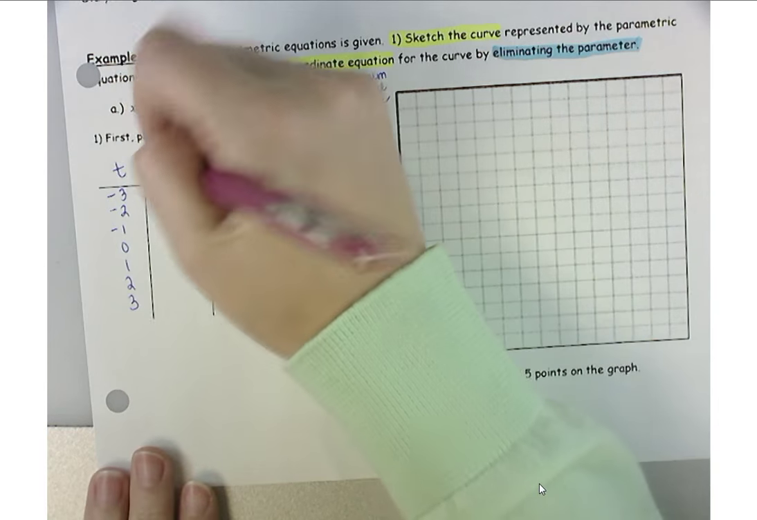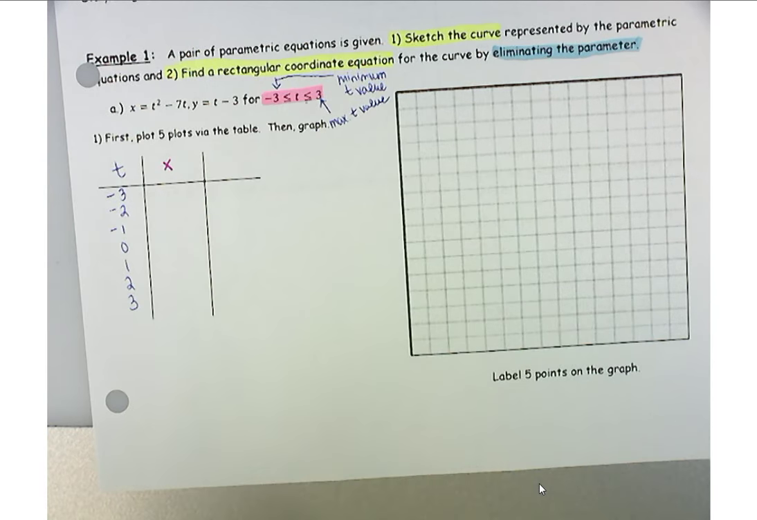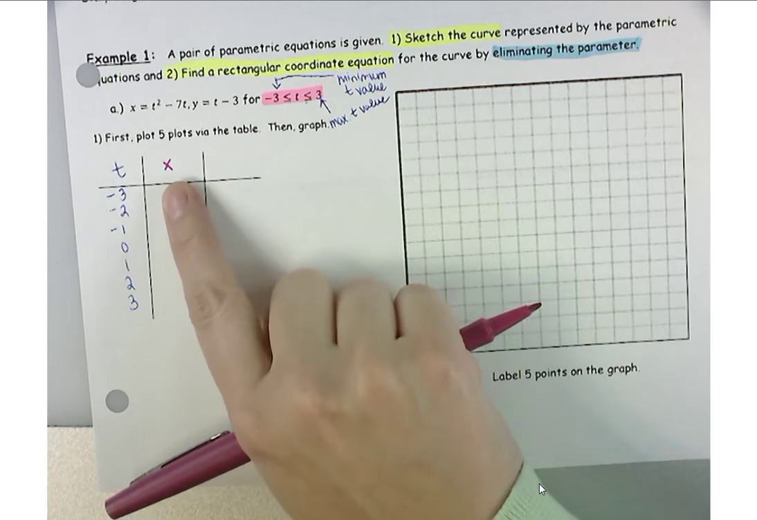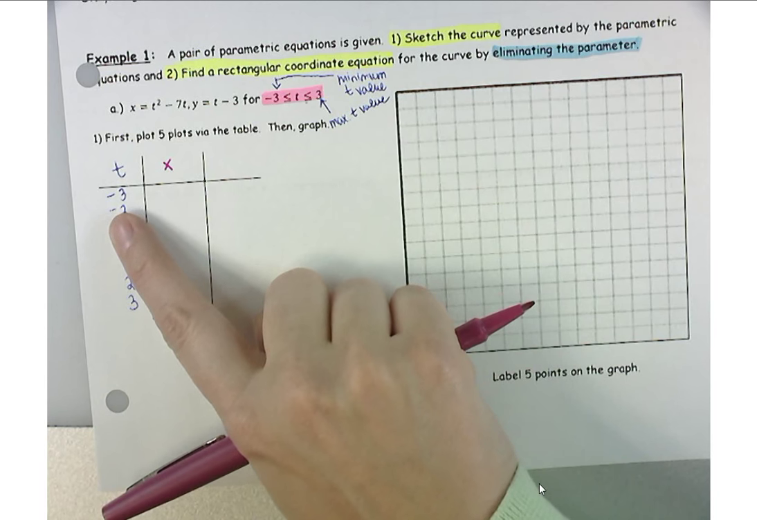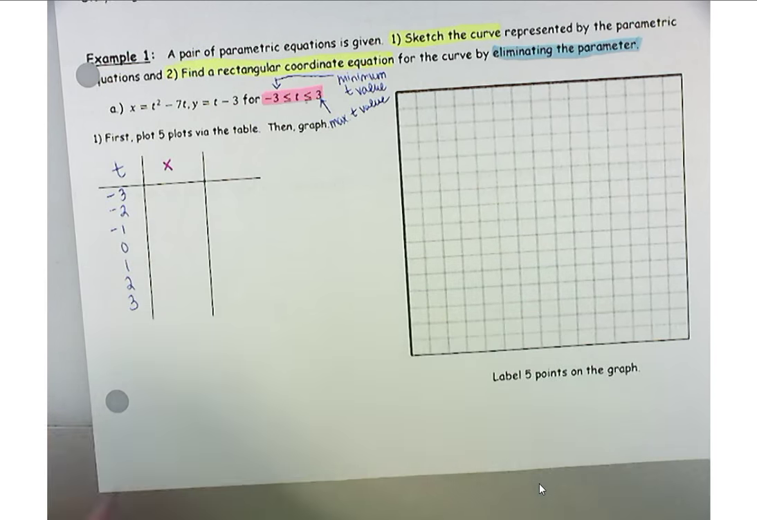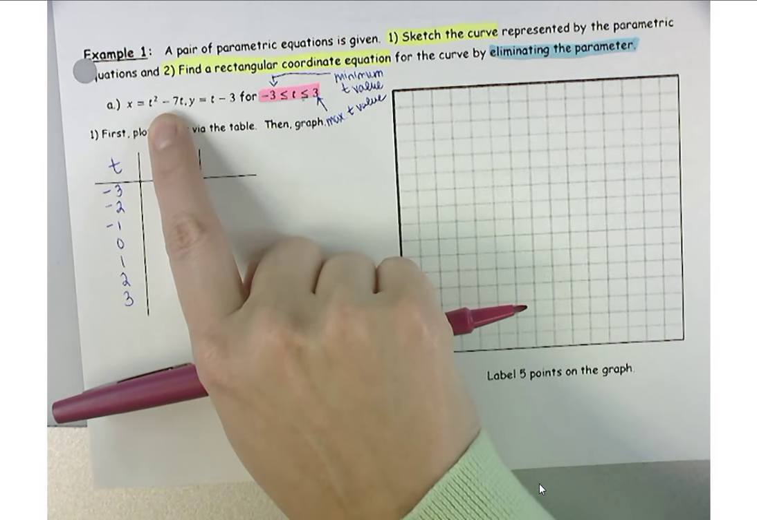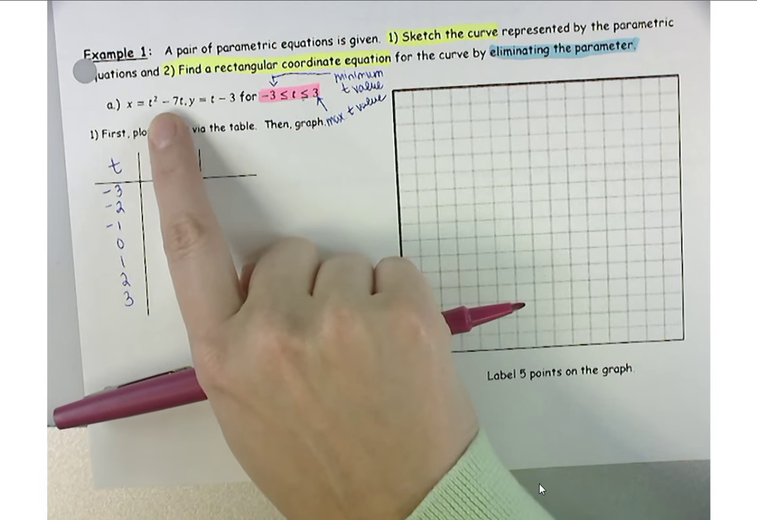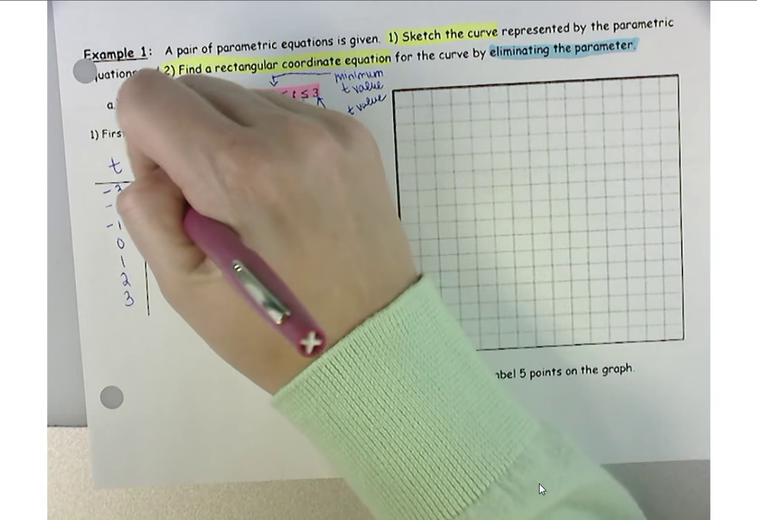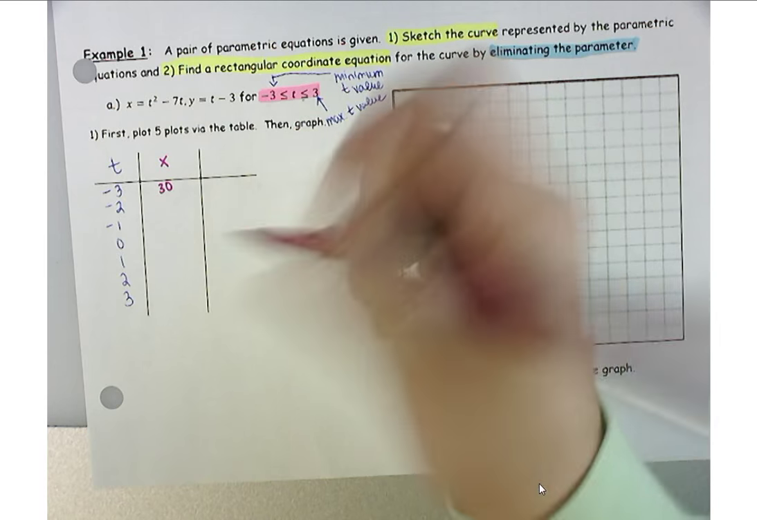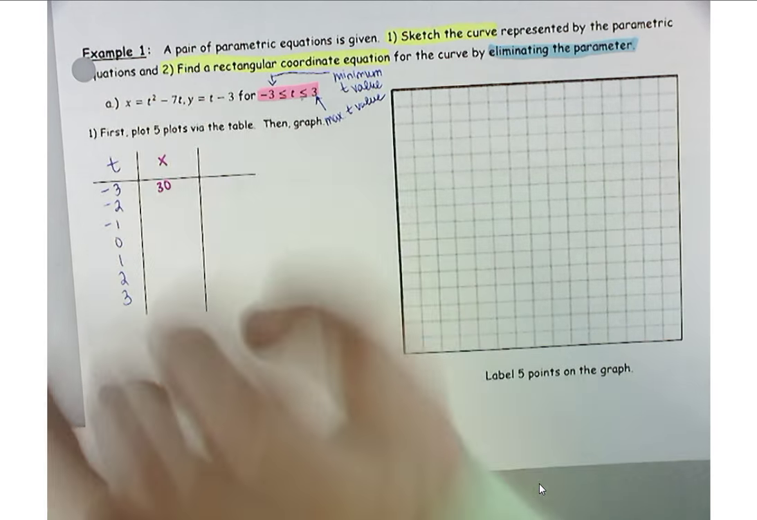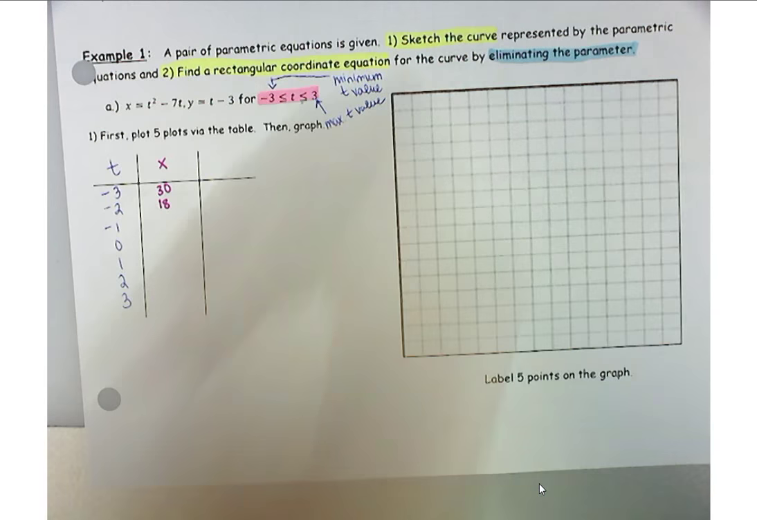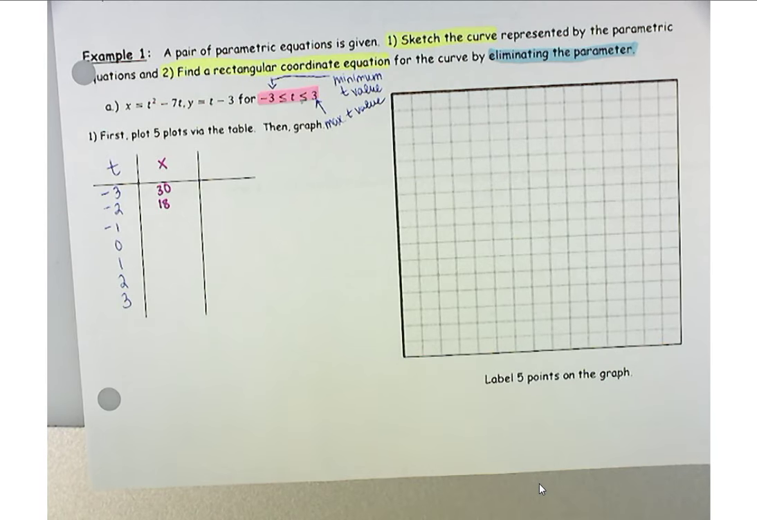You can use your table on your calculator, but I also want you to know where these are coming from. If I want to find x and I know t is -3, how can I generate that value? I can just plug it into this equation here, right? So -3 squared is 9, and then it would be minus -21, which would be plus 21. So 21 plus 9 is 30. So you could generate it that way. -2 squared is 4. 4 plus 14 is 18. And then you can also use your table.